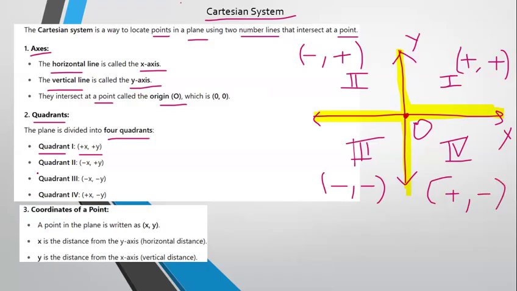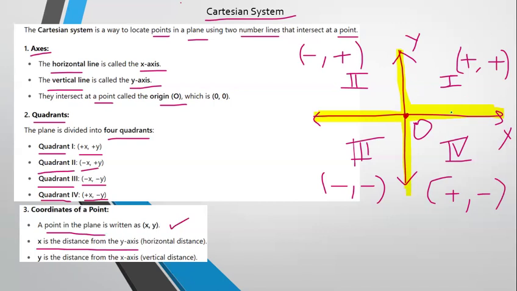So in quadrant 2, we have minus x, plus y. In quadrant 3, we have minus x, minus y, that is, the values of both x and y are negative. And in quadrant 4, the value of x is positive and the value of y is negative. So any point in a plane can be written as (x, y), where x and y can be positive or negative. x is the distance from the y-axis. How? Let's look at it.